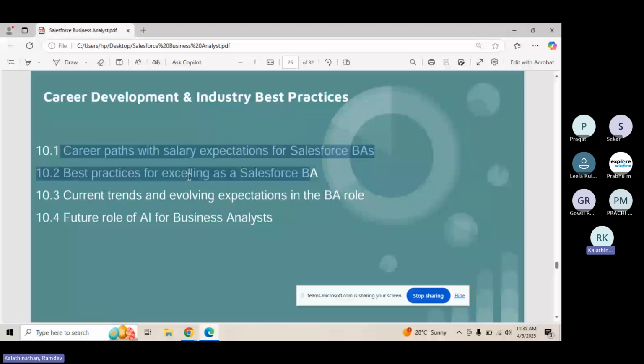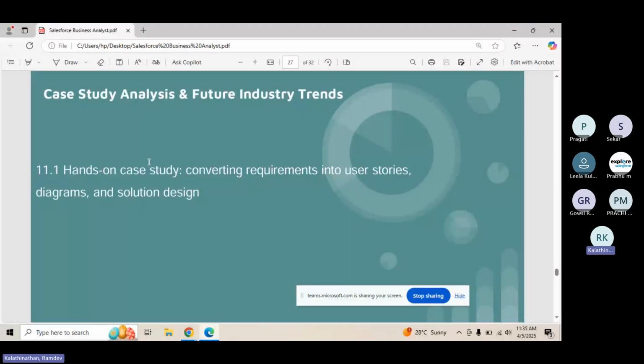Right? And then what I'm also planning is we can give you a case study, and then you will probably write user stories and come up with a solution design. We can try and spend some time on this so that you get real-time exposure to what is actually happening, or how things will be when you start your career, right? And then a personalized action plan.